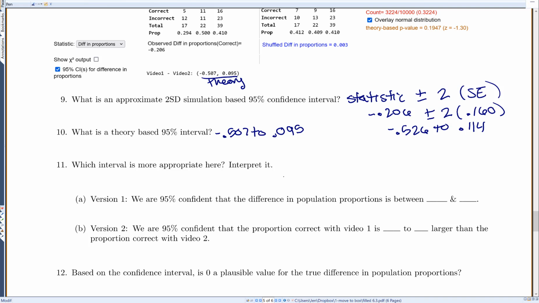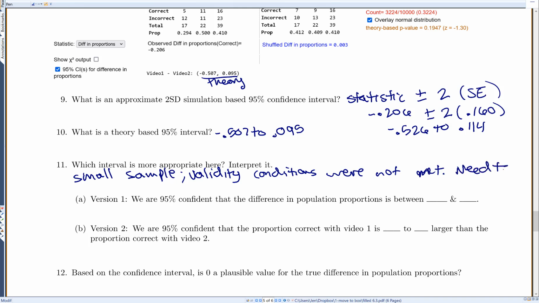Let's see, which interval is more appropriate here and interpret it? Well, we had a small sample size and our validity conditions were not met. So we need to use the simulation-based approach. So to interpret it, I have two different ways that we could interpret it. They all mean the exact same thing. I just want you to get used to different wordings.